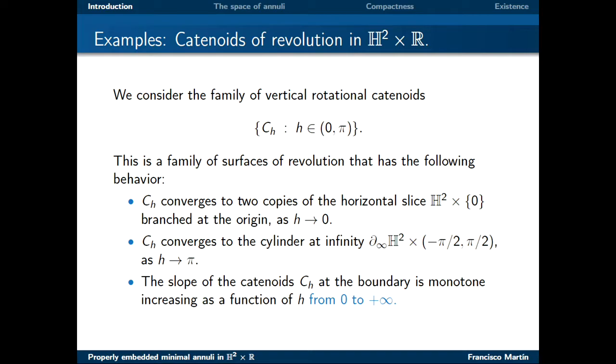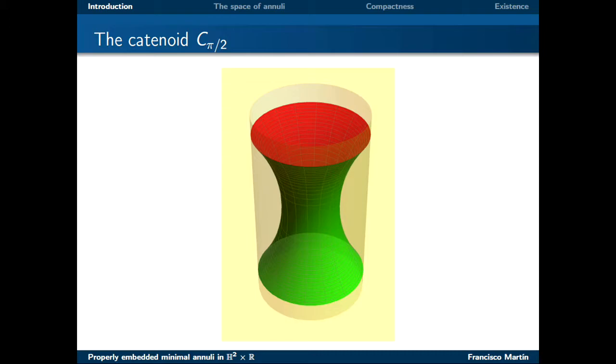And the slope of these catenoids at the boundary is monotonically increasing as a function of h, from 0 to plus infinity. Okay, so in particular, this example in the picture corresponds to the one in the middle, where the height is precisely pi over 2, just for completeness.